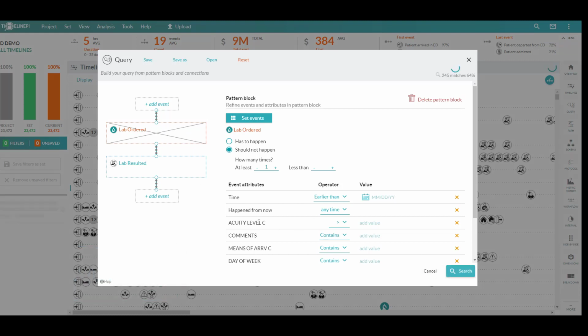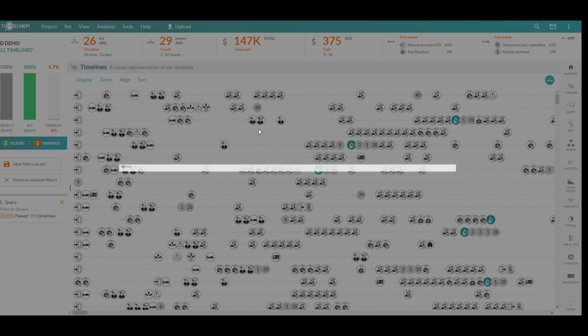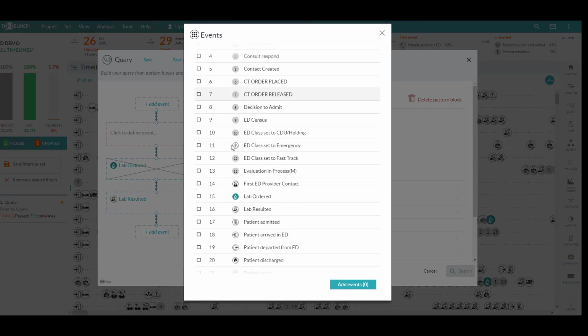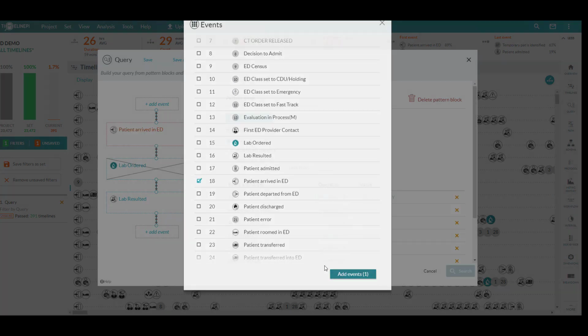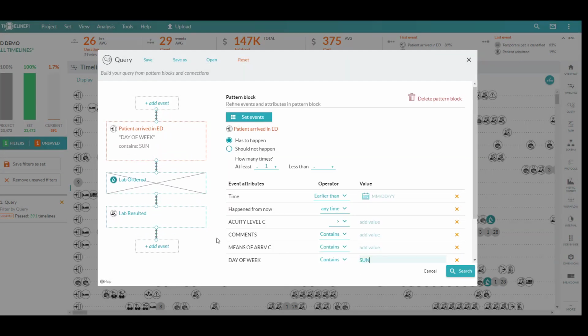I quickly search on this and I'm returned with the 391 patients that have exhibited this specific scenario having lab results without an order. I can make this even more complex. So let's add to this query and say, I'm really only concerned when the patient arrived in the ED only when it came on a Sunday, so very specific. And you know what? One lab result without an order, I can explain that. Let's only look at those that have 2 or more lab results without an order being placed.